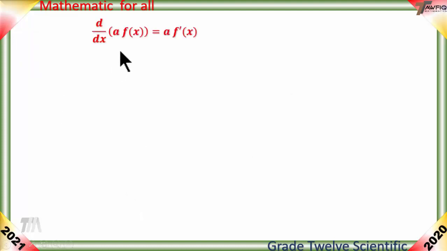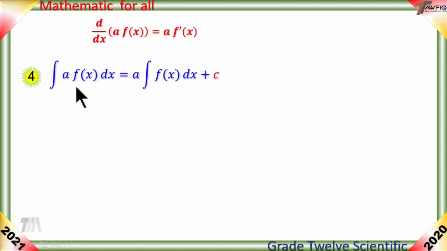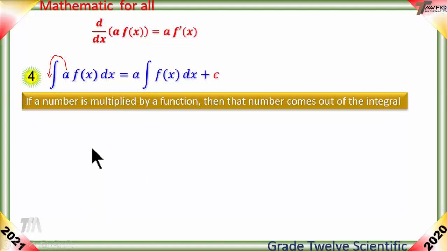In the derivative, when a constant is multiplying a function, we only take the derivative of the function. So d of a f of x over dx is equal to a f prime of x. And now the integral is the same thing. The integral of a f of x dx, we can take the a from inside the integral to the outside of the integral. It becomes a times the integral of f of x plus c. If a number is multiplied by a function, then that number comes out of the integral.